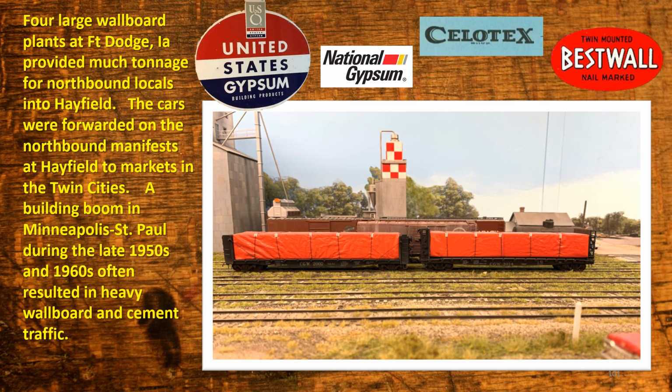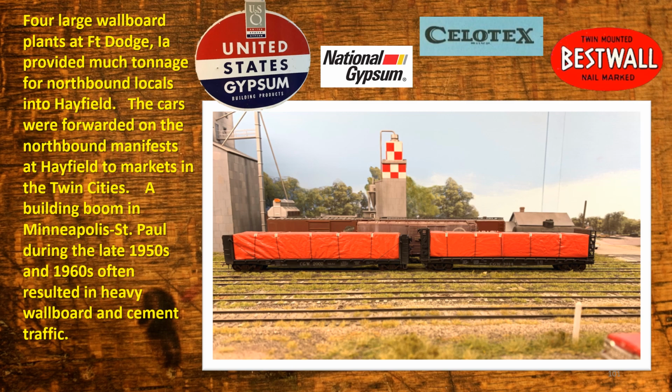Also south on that line there at Fort Dodge, there were four large wallboard gypsum plants. And during the time that I modeled, there was a large building boom going on in Minneapolis and St. Paul. So a lot of this traffic, wallboard, cement, brick, tile, was going north towards Minneapolis, St. Paul, which means it would come up via Hayfield. So this train really produces a lot of traffic.